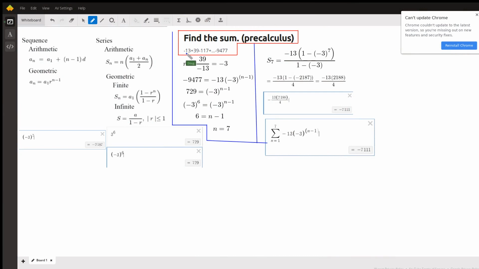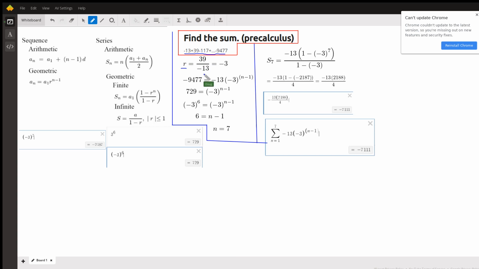Okay, we're supposed to find the sum of this series right here, which after examination looks like it's a geometric series because you can multiply any term by -3 to get the next term. And here's how you'd figure out the value of r, the common ratio. Take any term, divide by the one in front of it.